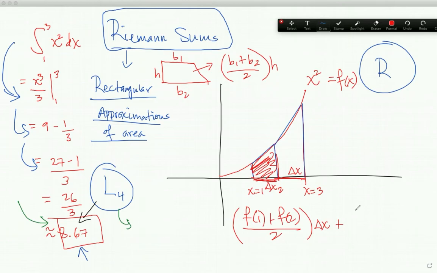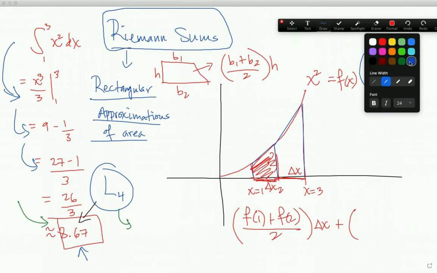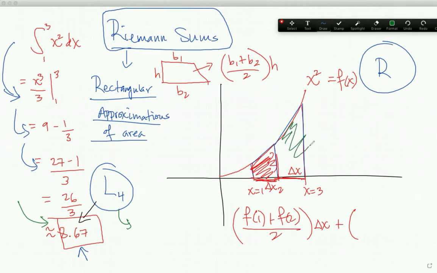It's become a reflex. Anyway, talk to me about the second rectangle, which is this rectangle right here. f of 2 plus f of 3 over 2 times delta x. Exactly, f of 3 over 2 times delta x.